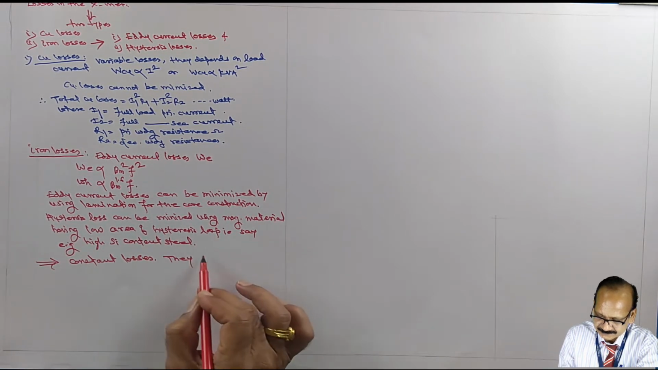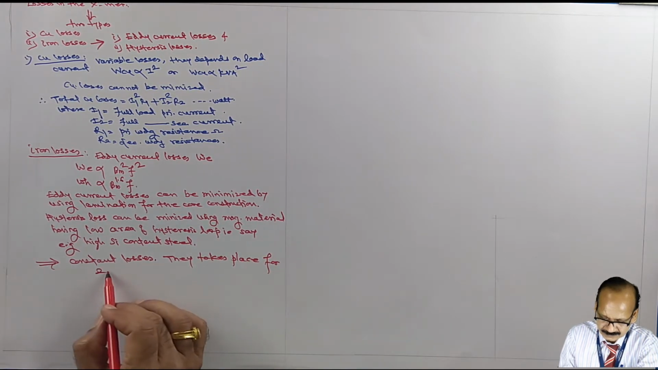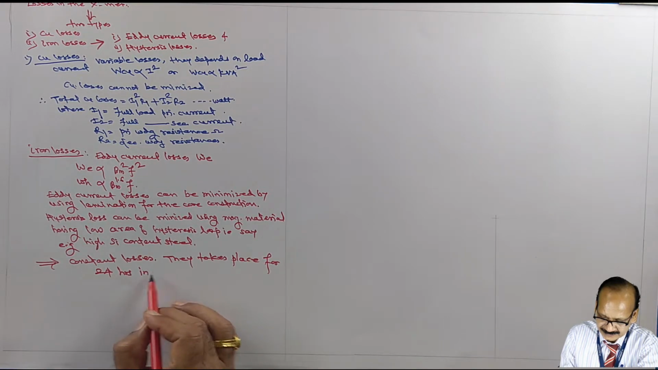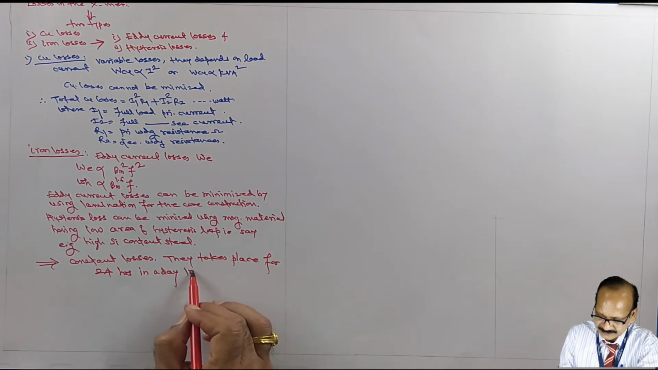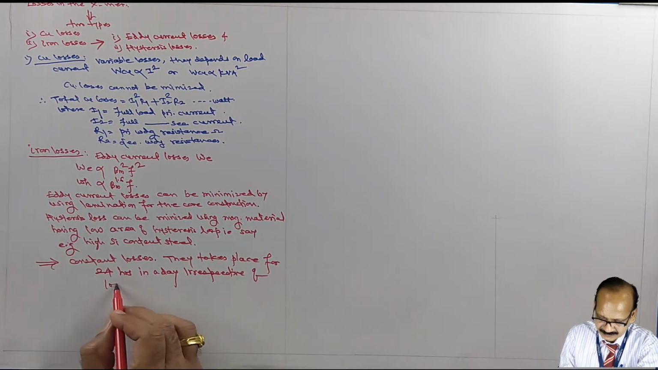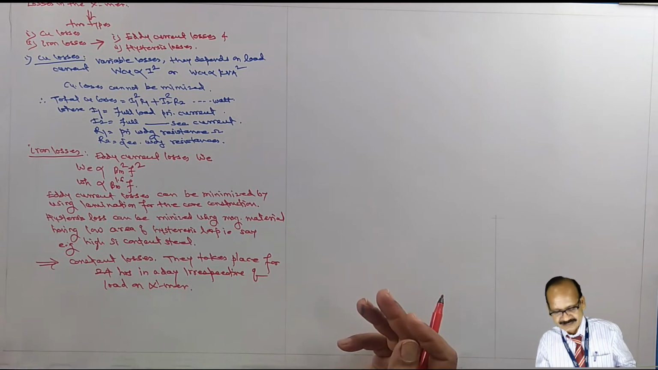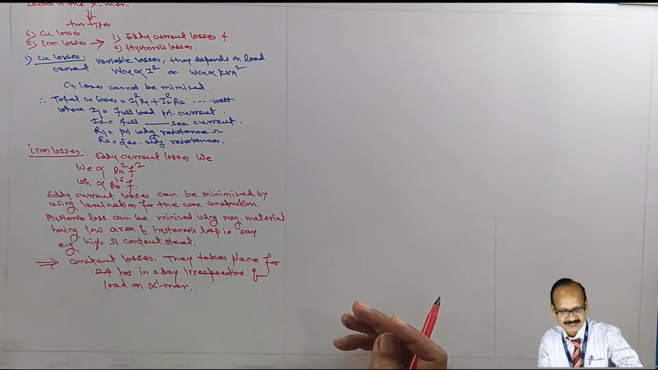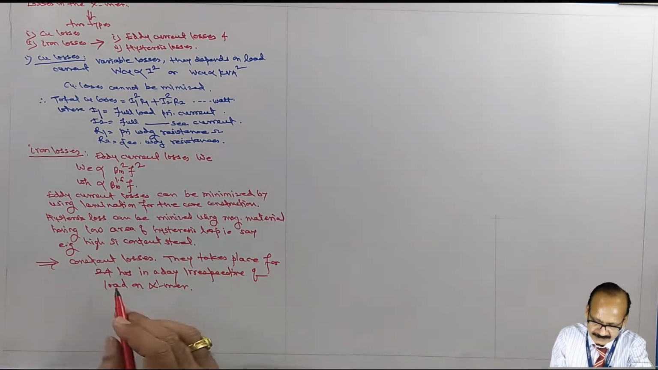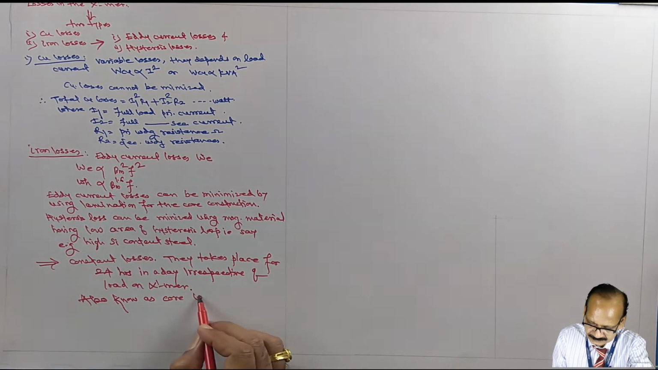They take place for 24 hours in a day, irrespective of load on the transformer. That is, whether the transformer is loaded or not, they take place for 24 hours. Also known as core losses.